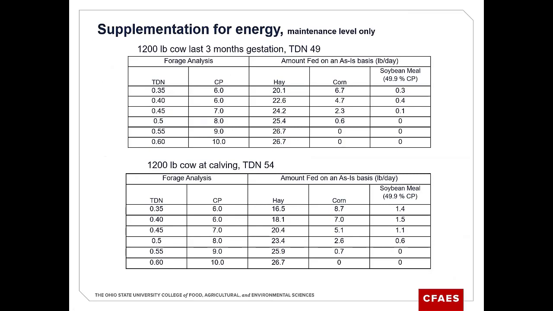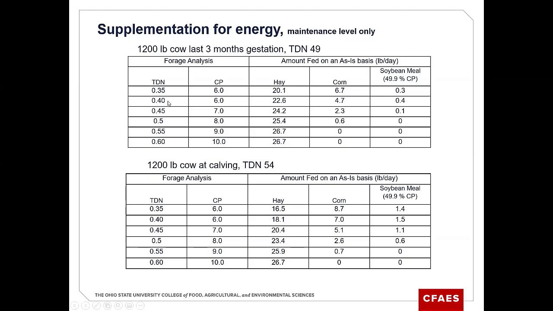These are just some tables that I put together. I picked these numbers at random, okay? I picked these TDN levels and then crude protein levels associated with each of them. So this is just a 1,200 pound cow. That's what everybody's beef cows weigh, right? We don't have no 14 or 15 or 1,600 pound cows running out there.